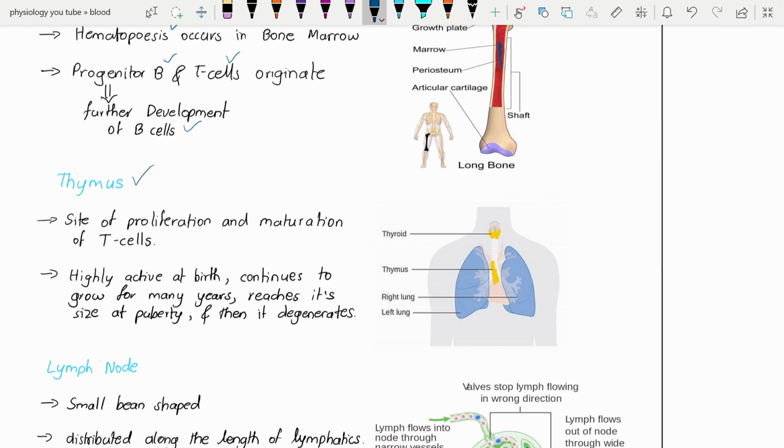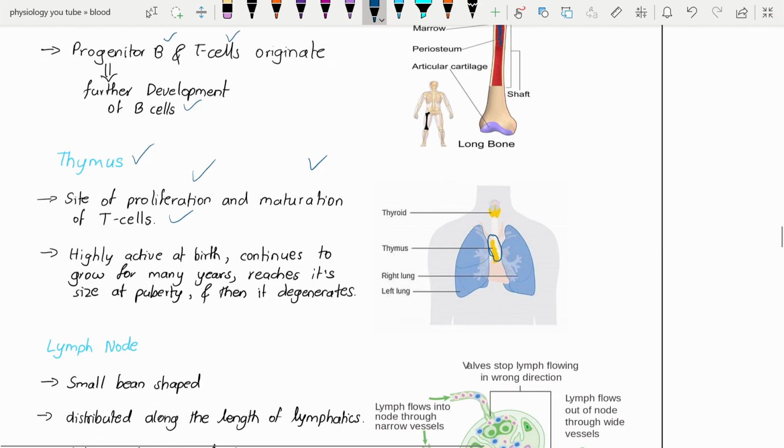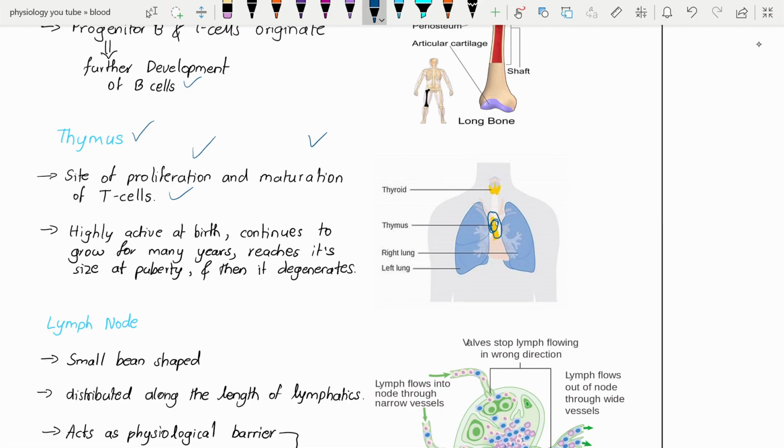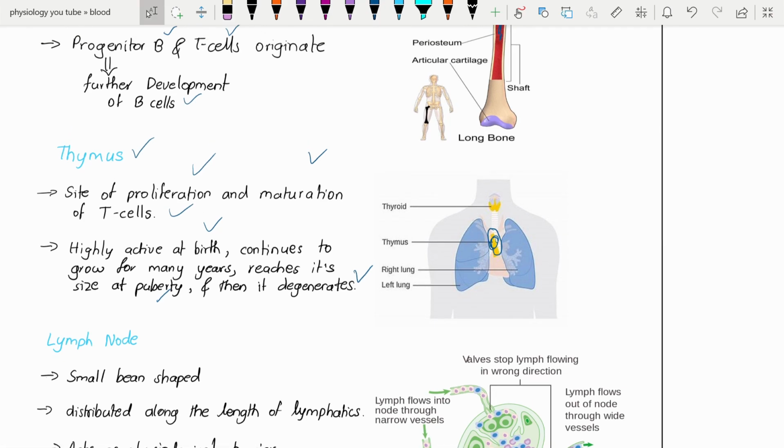Thymus is the site of proliferation and maturation of the T cells. You can see the thymus here. It is a retrosternal organ, just behind the sternum, and it is highly active at birth. It continues to grow for many years and reaches a good size at puberty, and thereafter it starts to degenerate. This is one of the reasons why we lose immunity as we age.